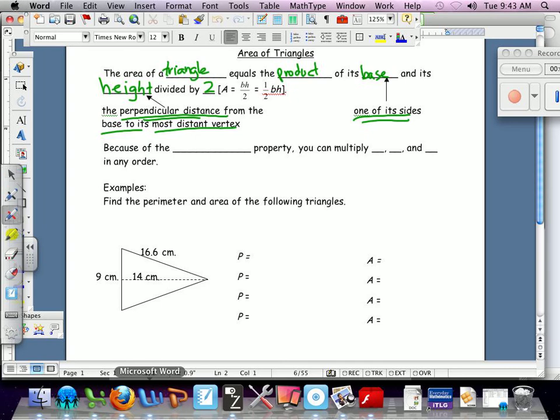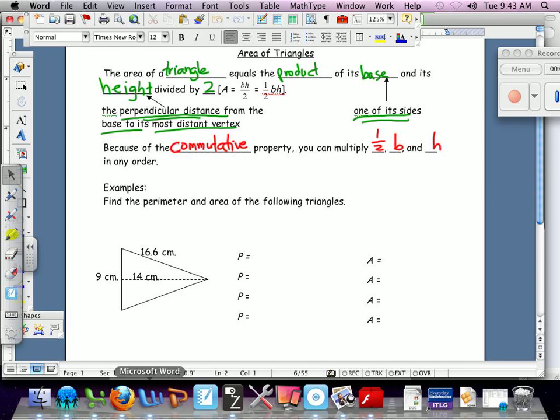Because of the commutative property, you can multiply the half, the base, and the height in any order. So like I was saying, if my height is an even number, I'm going to take half of that height and then times the base.